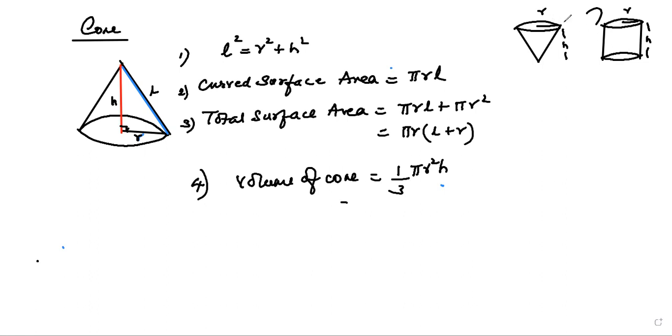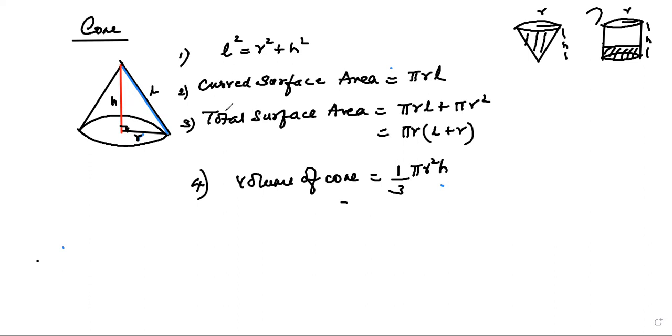The radii are the same. Now, if I fill water in this cone and empty that water into the cylinder, what I realize is that only 1/3 of the cylinder gets filled up with that water. That means the volume of a cone is 1/3 pi r square h.